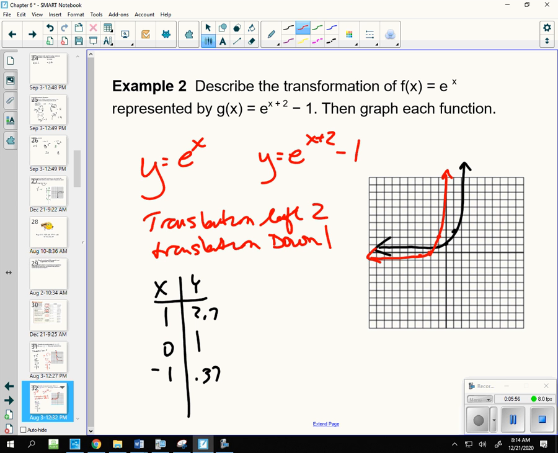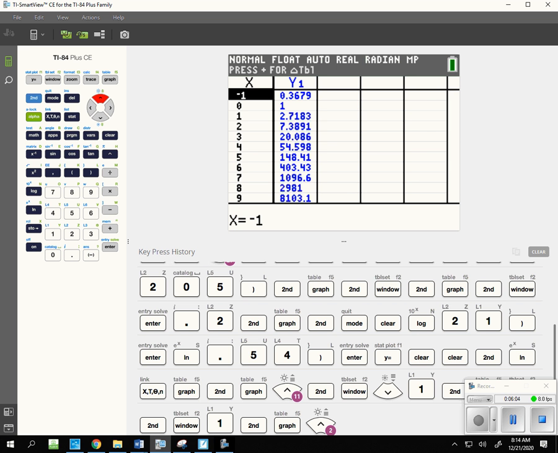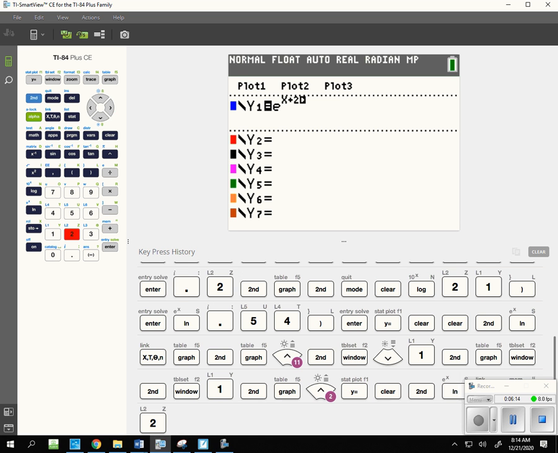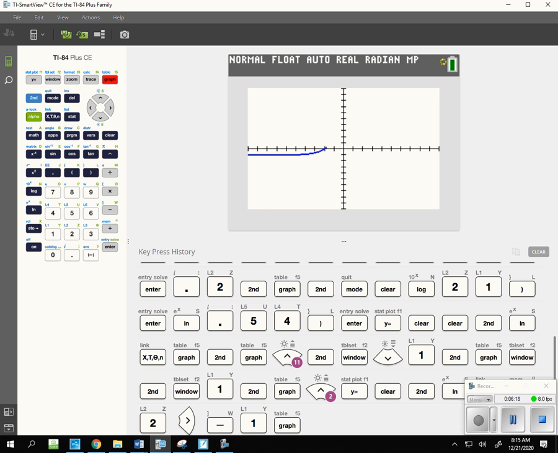But you can also use a graphing calculator. So if it's a y equals question and you want to type this in, if I went back to my graphing calculator here and typed in e raised to the x plus 2, and then arrow down minus 1, I get the same graph, just moved to the left 2 and down 1. Next one.